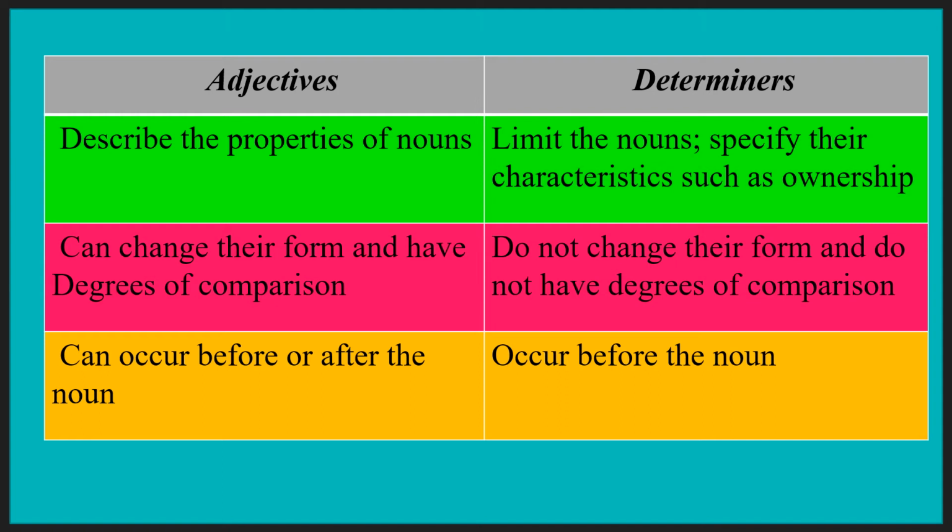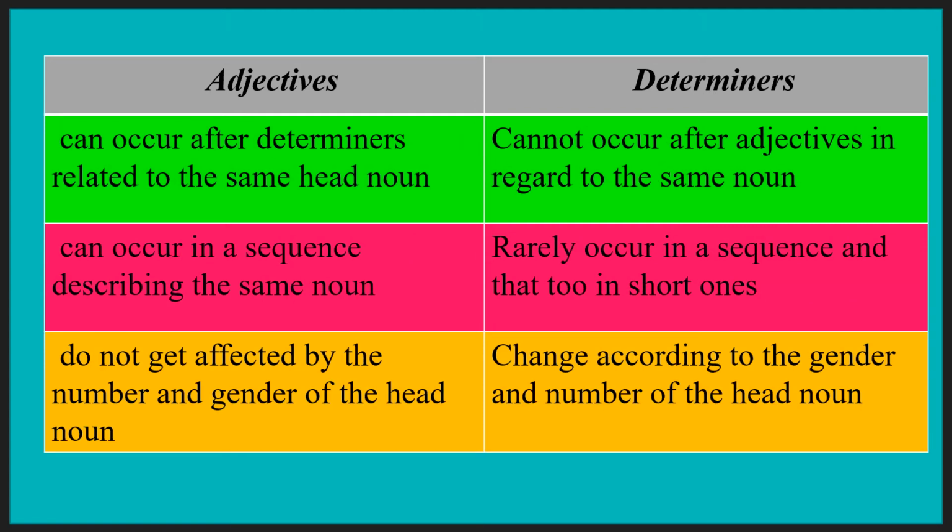And the third point, it can occur before or after the noun. Okay, adjectives can occur both before and after the noun. Determiners only occur before the noun. And adjectives can occur after determiners related to the same head noun. On the other hand, determiners cannot occur after adjectives in regard to the same noun, which means for a noun we don't have two determiners. Okay.